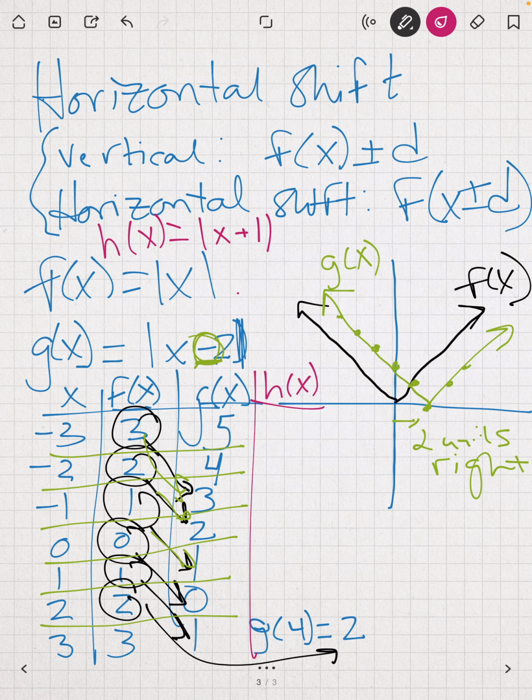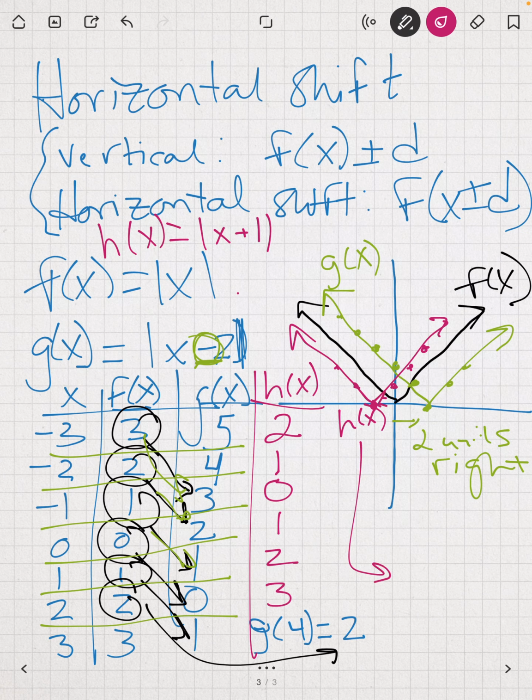So here we have h of x. -3 plus 1 is -2. -2 plus 1 is -1. -1 plus 1 is 0. 0 plus 1 is 1. 1 plus 1 is 2. 2 plus 1 is 3. And so on and so on. And so to plot that, we have our 0 here. 1, 2, 3. 0, 1, 2. This is our h of x, which is this base graph shifted 1 unit to the left.